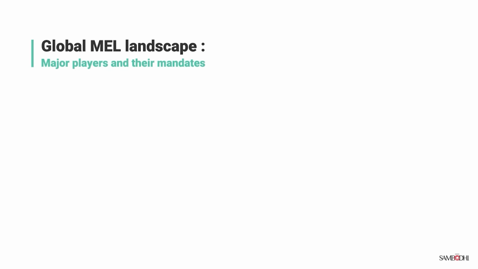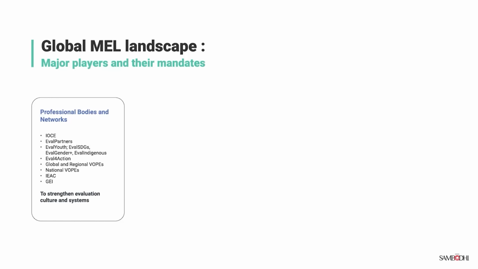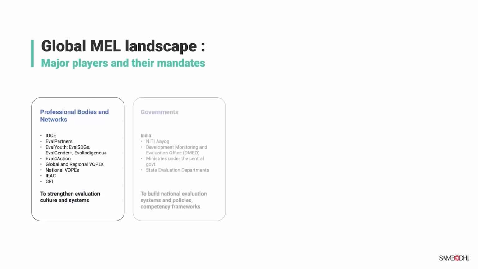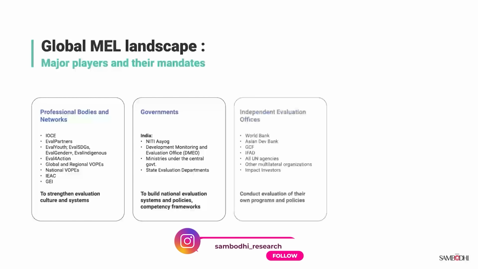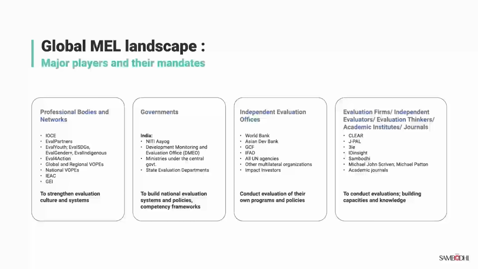If we look deeper into MEL, we can see that it shows a wide landscape around the world. Professional bodies and networks like the International Organization for Cooperation in Evaluation, the Voluntary Organization for Professional Evaluation, etc., were set up to improve the culture and systems of evaluation. In addition, the Indian government has set up national evaluation systems and policies, such as Niti Aayog and the Development Monitoring and Evaluation Office, among others. There are also independent evaluation organizations like the World Bank and Asian Development Bank. Furthermore, evaluation firms such as JPAL and Sambodhi have also come into action.